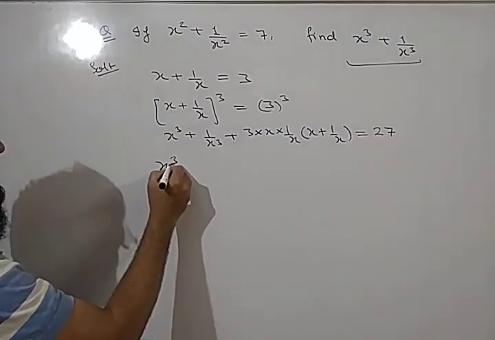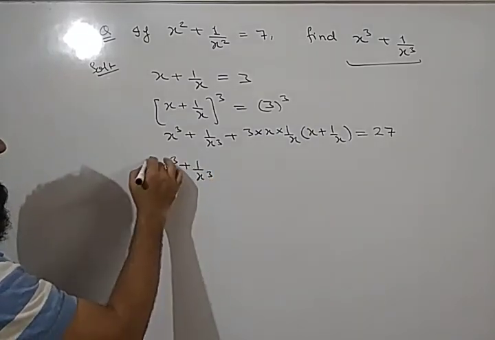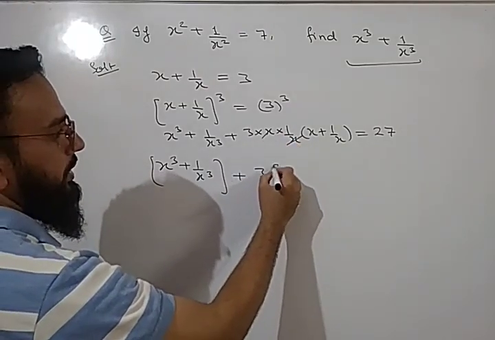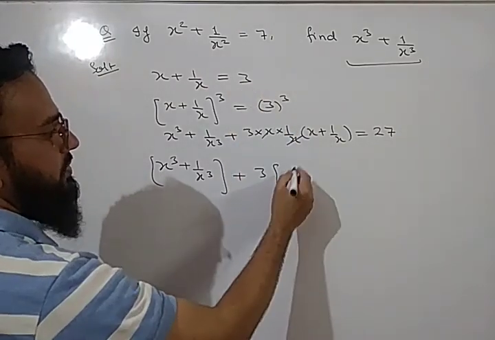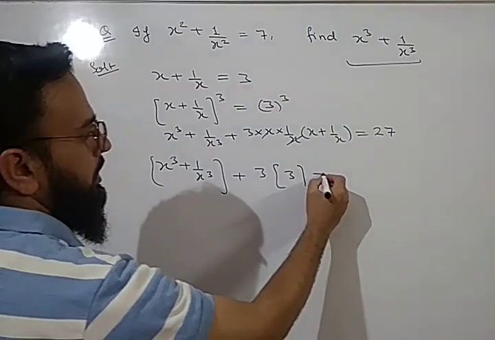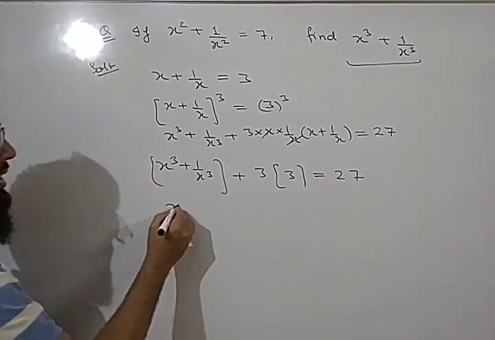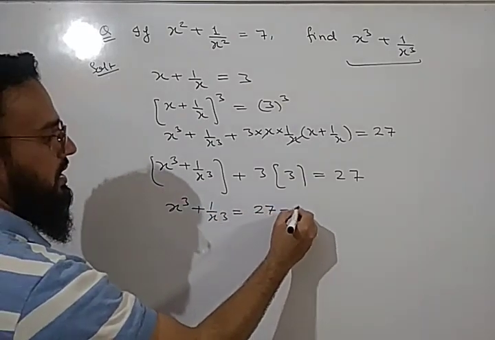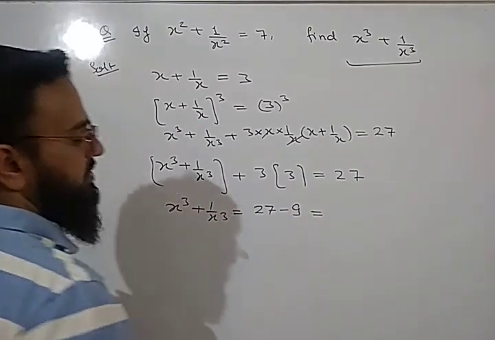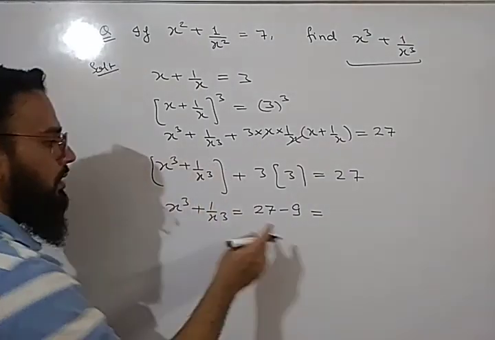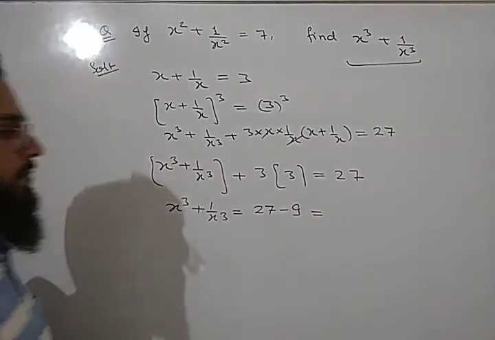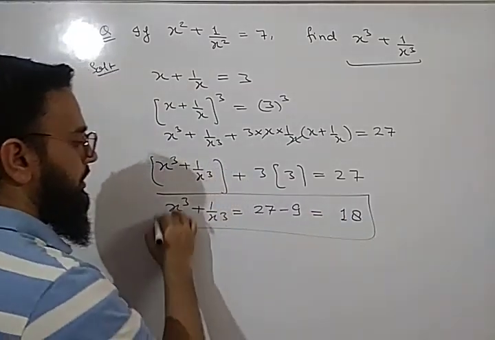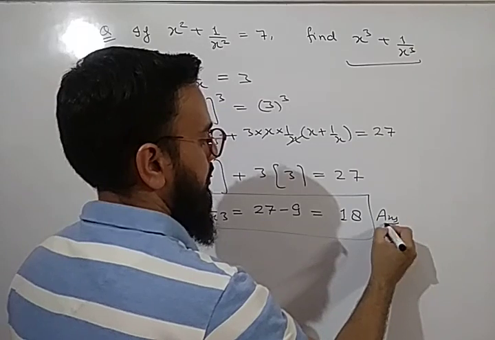We have to find this term, so we will write it as it is, x cube + 1/x cube. This x and 1/x will be cancelled out. There is 3 into (x + 1/x). Its value is 3. So it is 3 into 3, equal to 27. So the answer will be x cube + 1/x cube equal to 27 minus 9, which will be 18. So the answer is 18. x cube + 1/x cube will be equal to 18.